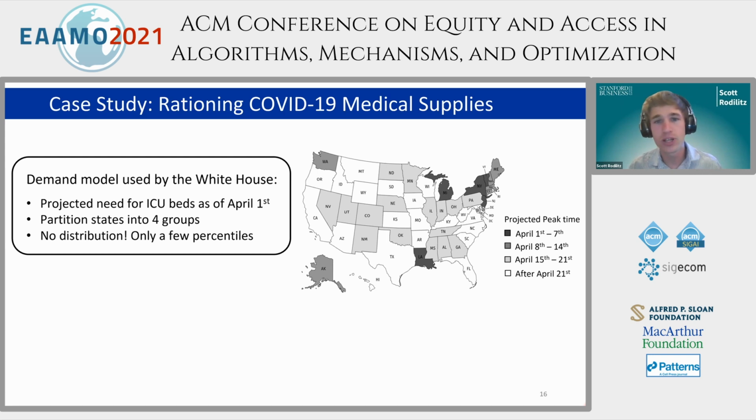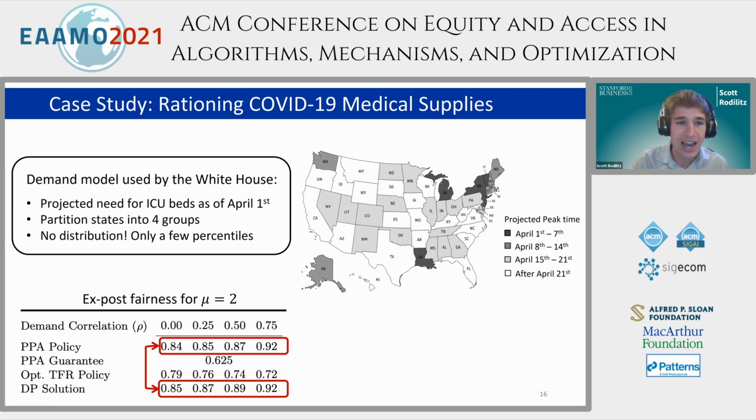Now, this demand model that we're using from the IHME doesn't have a full distribution. It just gave a few percentiles. So we put a normal distribution on top of this, and then we assumed various levels of correlation between these 4 groups. And we looked at results for 4 different levels of correlation.